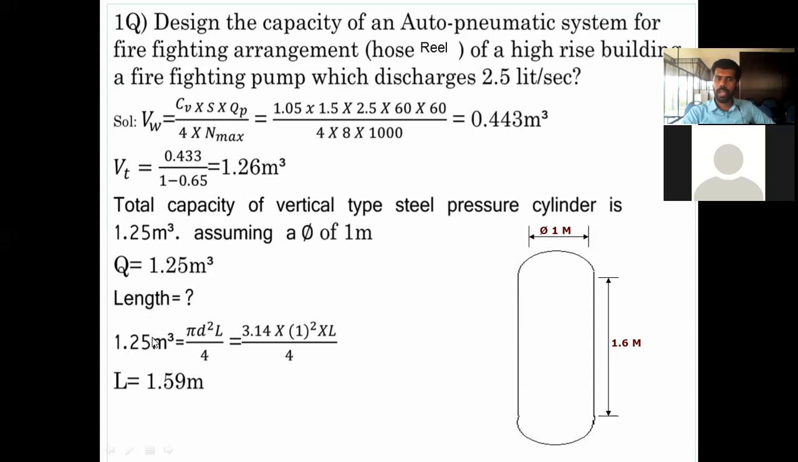So we know the volume. Volume is equal to pi d square L by 4. d square you already know is 1, so from there you can find L. L you will get as 1.59 meter. So the length of the cylinder will be 1.59 or 1.6, and the diameter of the cylinder will be 1. Okay, so that is one of the questions.